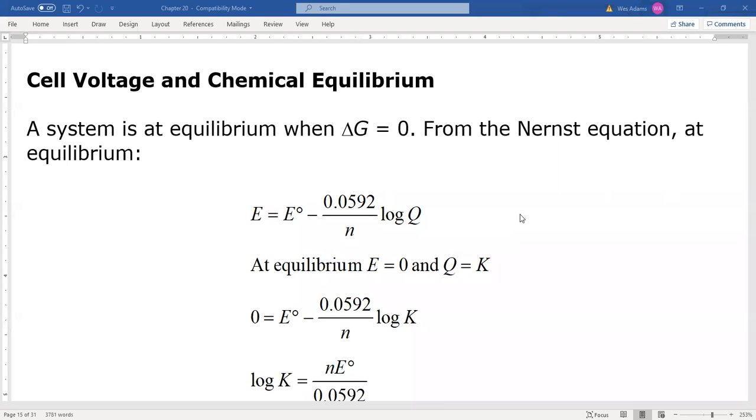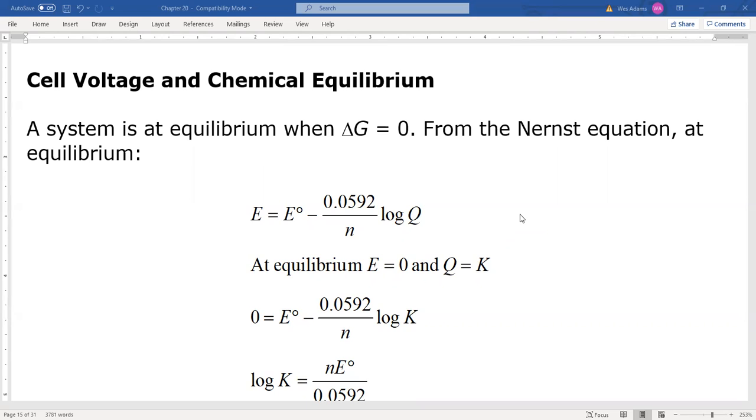All right, so let's talk a little bit about cell voltage as it relates to equilibrium. What if I have an electrochemical reaction? Can I estimate the equilibrium constant? Turns out you can. At equilibrium, delta G is equal to 0, and therefore E is equal to 0, and our Q becomes a K because we're at equilibrium.